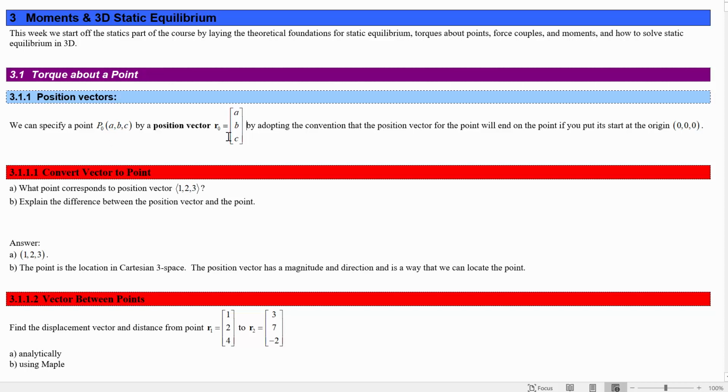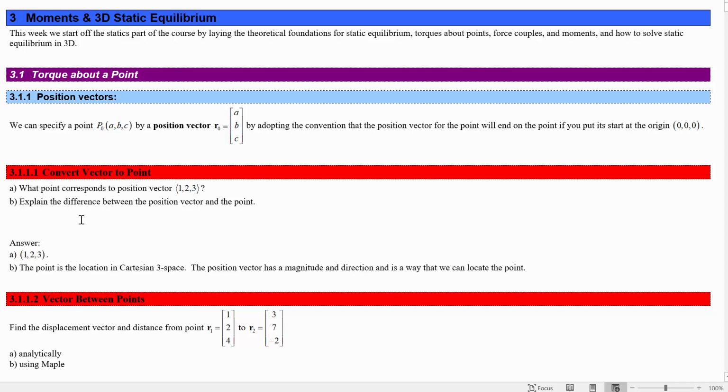Kind of a very subtle distinction there, but it's important because now we can deal with position vectors in order to specify locations. All right, so let's convert a vector to a point. What point corresponds to this position vector, 1, 2, 3 in the triangle brackets? Remember, that's another way to represent a vector, not just this square column notation, but this one is also a way to specify a vector. And the answer is just the same numbers, but in round brackets to specify a point.